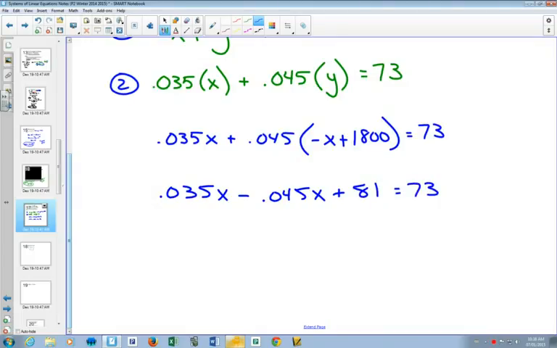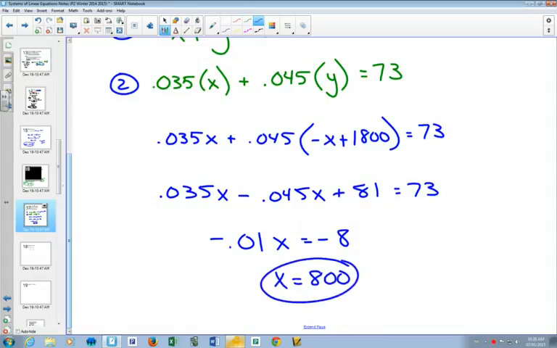These are like terms. 0.035 minus 0.045 is negative 0.01 x. Equals, and when you bring the 81 over, negative 8. Negative 8 divided by negative 0.01 is 800. x is equal to 800.